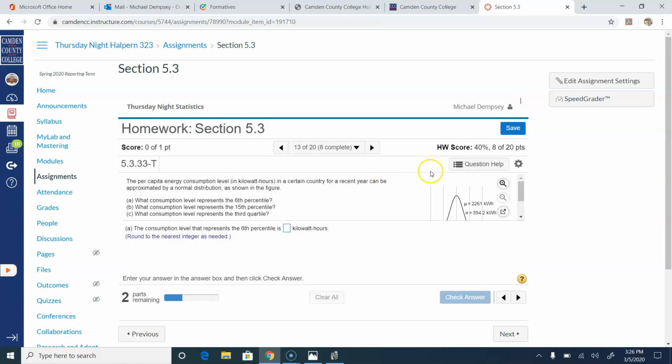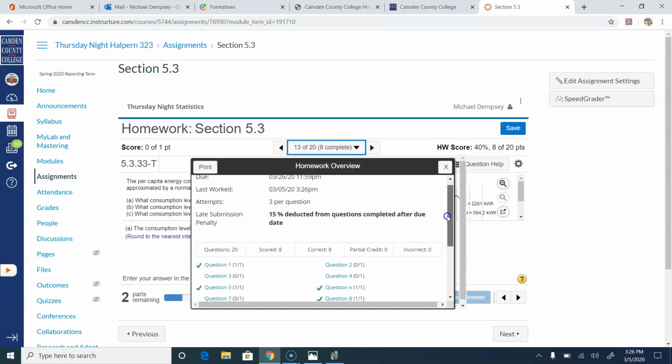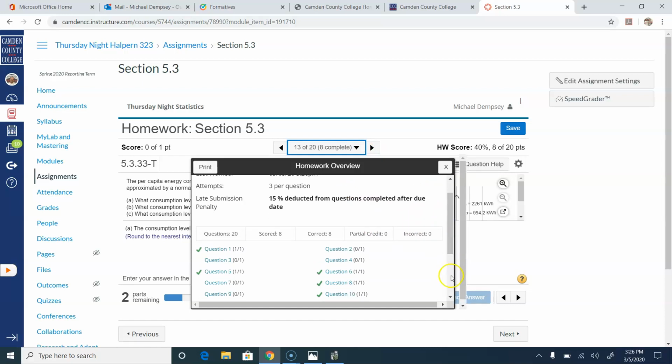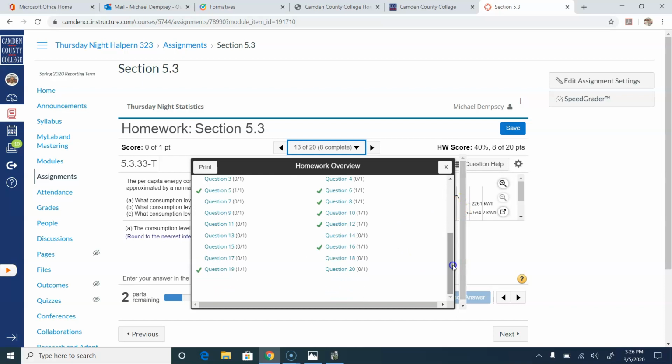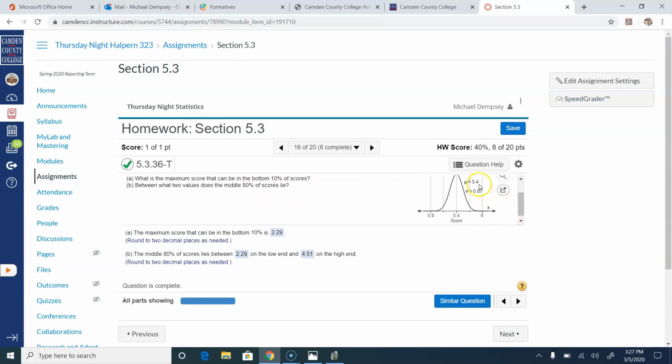So let's jump to number 16. That's going to look a little bit different, I think. We have more context to the rest of these. Okay. So what is the maximum score that can be in the bottom 10%? So bottom 10% that's area to the left, okay? And we need to find our mean and standard deviation over here. They're 3.4 and 0.87 respectively.